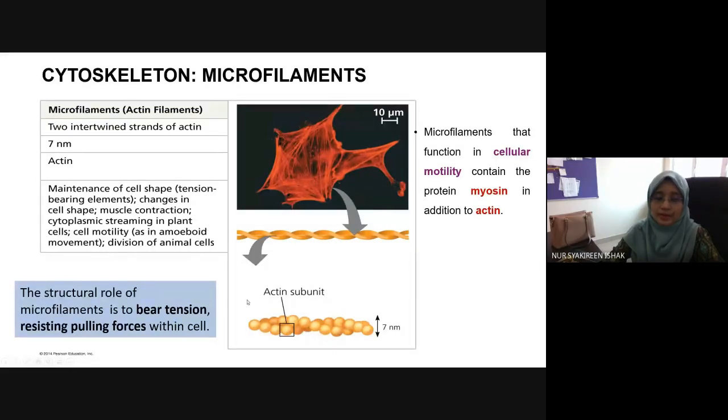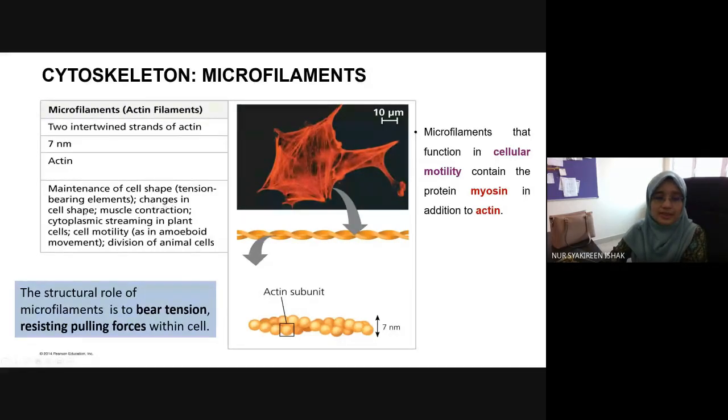So the microfilament, it is made up of actin subunit. Okay, actin subunit. Again, it is a type of globular protein. So they involve, for example, in muscle contraction, maintain cell shape, involve in changes in cell shape.